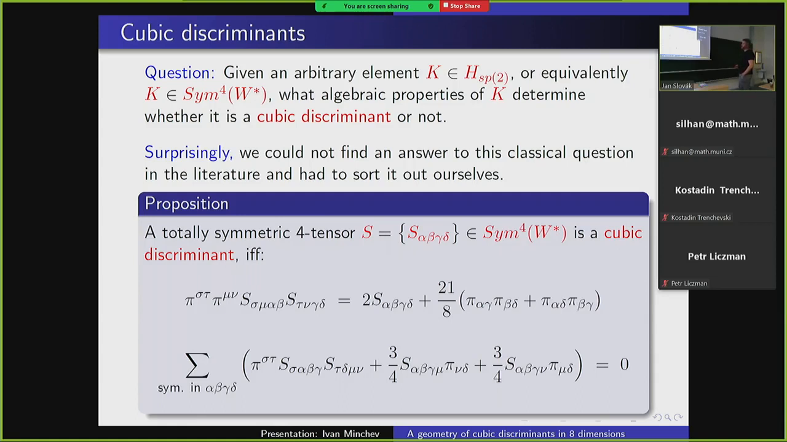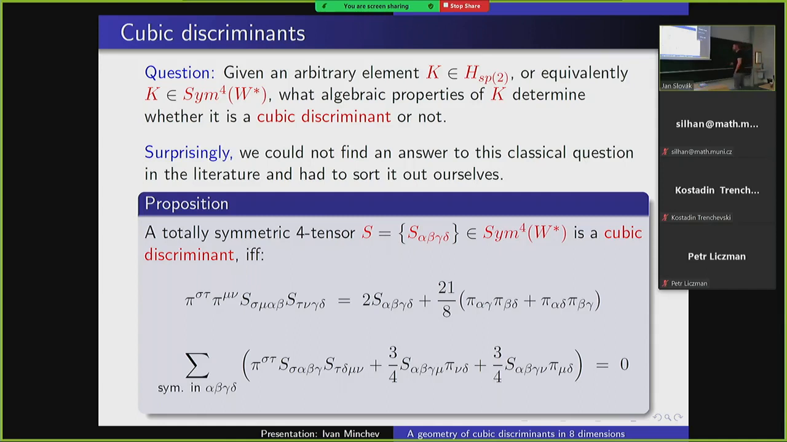And the second formula is even messier than the first one. Because we take the tensor product, we take only one trace, some other terms, and then we take the symmetrization over the free indices, not all the free indices, 4 of the 5 free indices. So it is what it is. This characterizes the cubic discriminant.